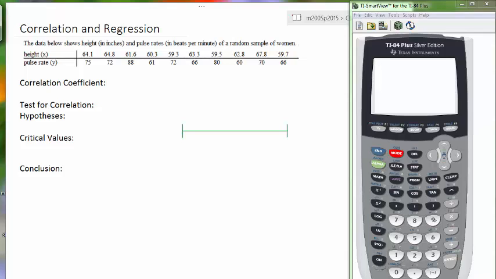Here's a problem from Chapter 10. The data below shows the height in inches and the pulse rates in beats per minute of a random sample of women. And we have data here with the heights and the pulse rates. The heights are labeled X, the pulse rates are labeled Y. And so we want to use these as a test for correlation and regression.